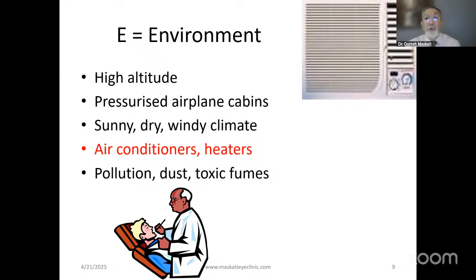If you're in a city like Mumbai, where I live on the 11th floor, I have an air conditioner which has a pipe attached to it which drops the water from my room onto the neighbor's balcony on the 10th floor. So the job of the air conditioner is to suck out water from the room. The room doesn't like to be without water, so it sucks out water from your eyes, causing dryness. So it's not only a sunny, dry, or windy climate which can cause dryness, but even air conditioners and heaters, which are designed to suck out water, can cause a dry room, and therefore your eyes can become dry.